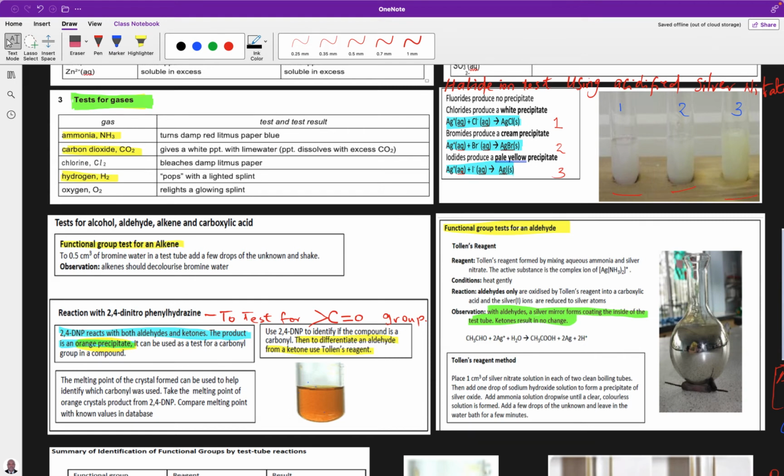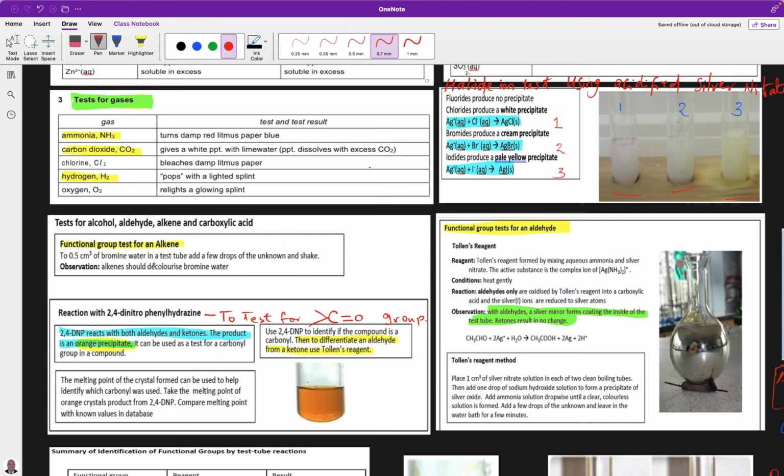Functional group test for organic compounds. For the functional group, we are going to be dealing with alkanes. We are going to be dealing with alcohols, aldehydes, and carboxylic acids. That's what the syllabus limits us to. Now let's start with alkanes.